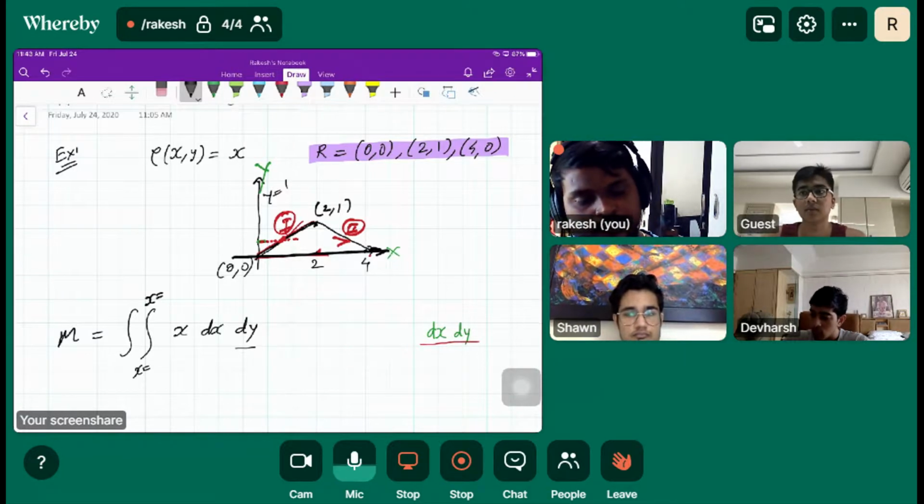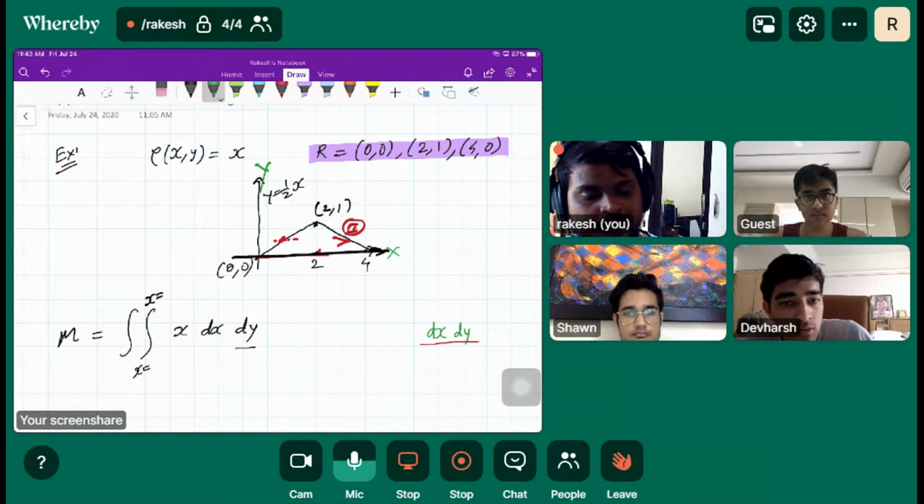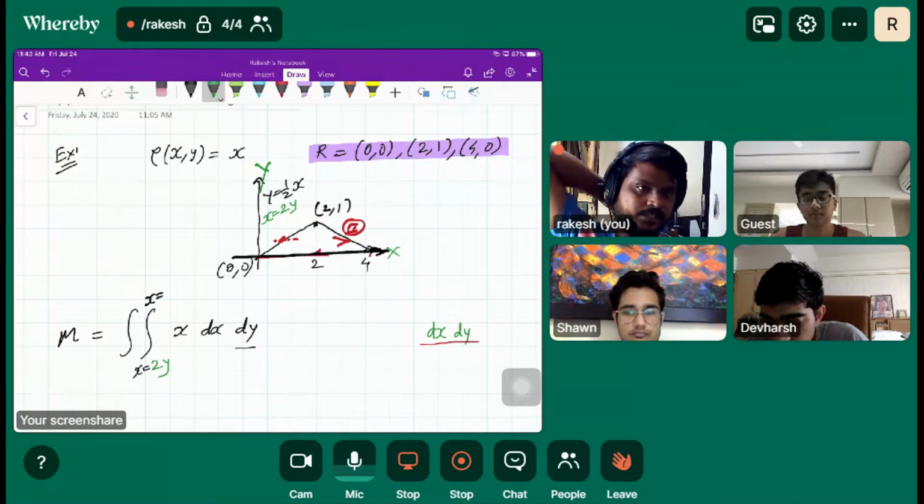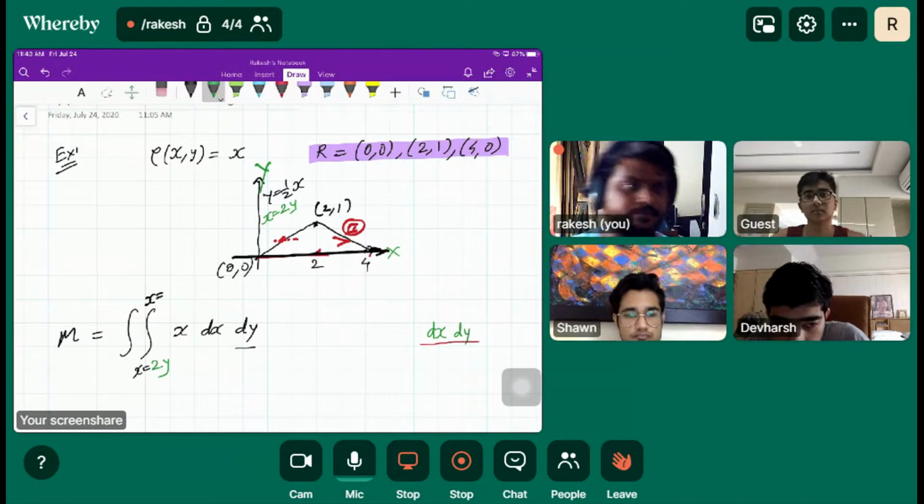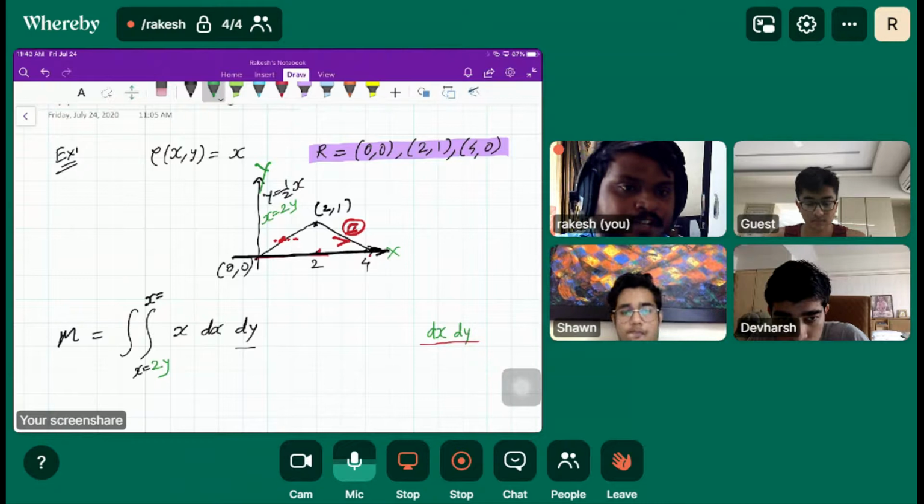Perfect. So y is equal to half x, but we need x equal to something, isn't it? Because we are plugging in x equal to. So y is equal to half x is the same as x is equal to 2y. So the lower limit is x is equal to 2y, right? Then what would be the upper limit?